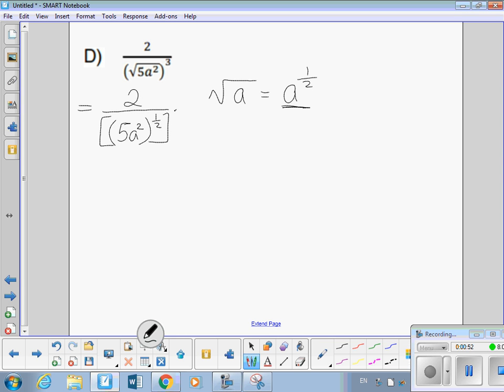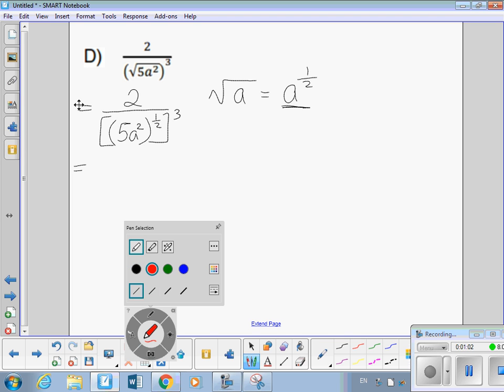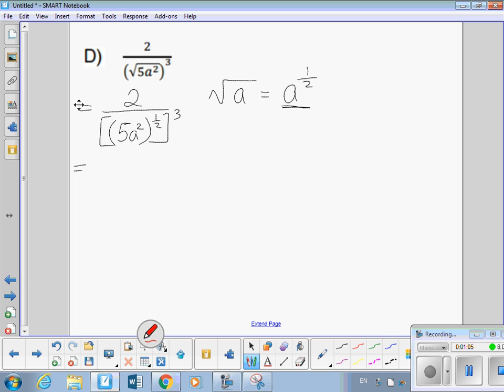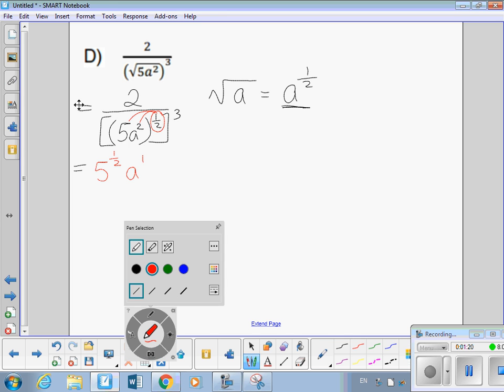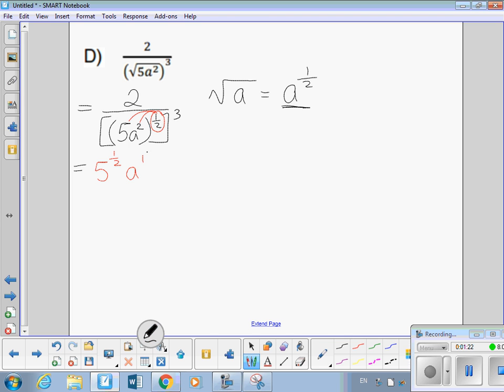Okay, so this is as complicated as it will ever get for you guys. So now I have these power to a power, what's going on here. So the first thing I will do, and I'm going to switch colors, is I'm going to take this 1/2 and bring it into everything in here. So that's going to be 5 to the 1/2, a to the 2 times 1/2 is the number 1. And all of that, remember, is to the power of 3.